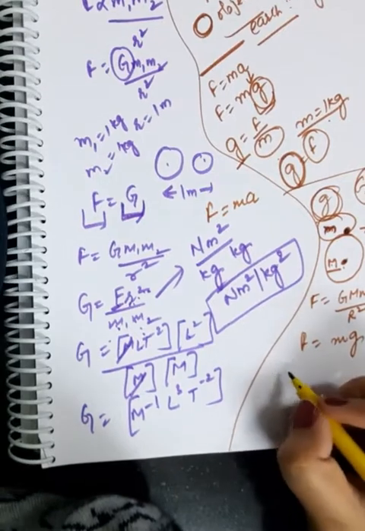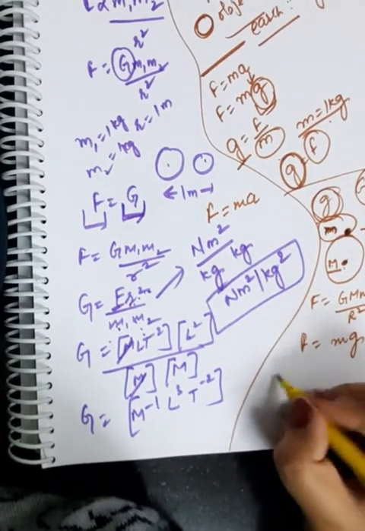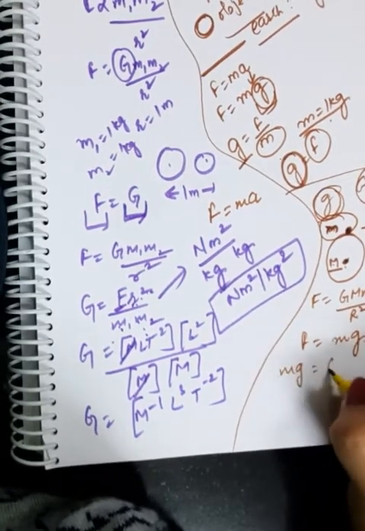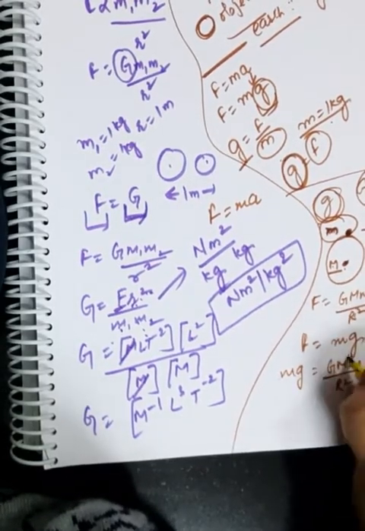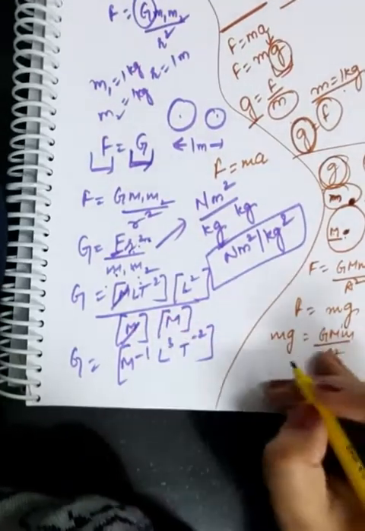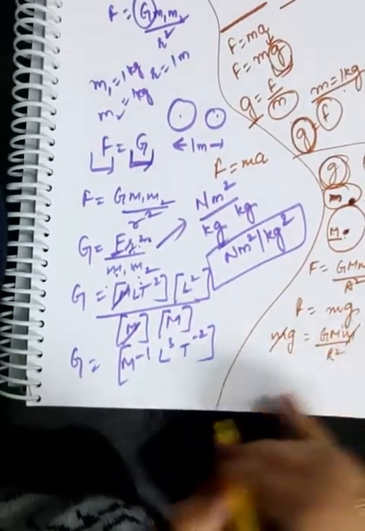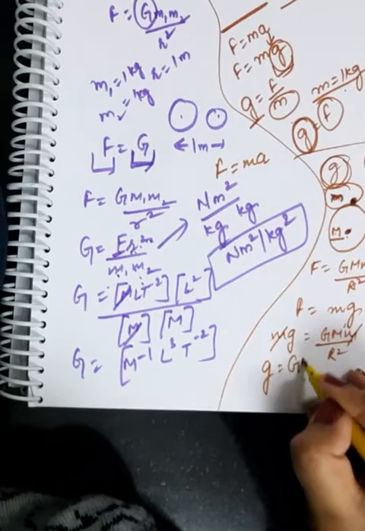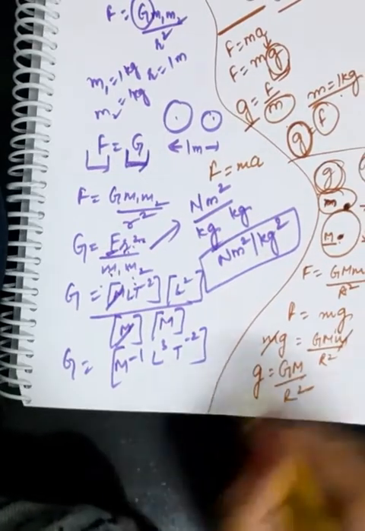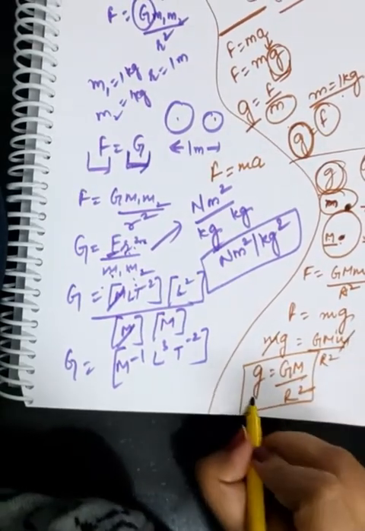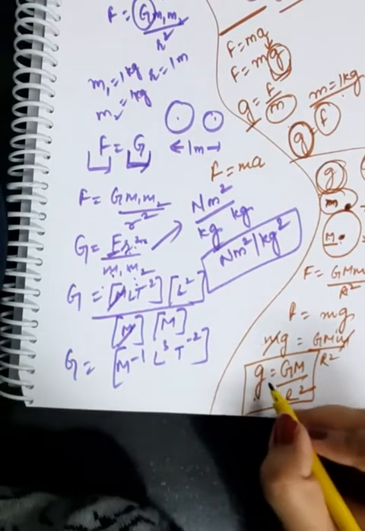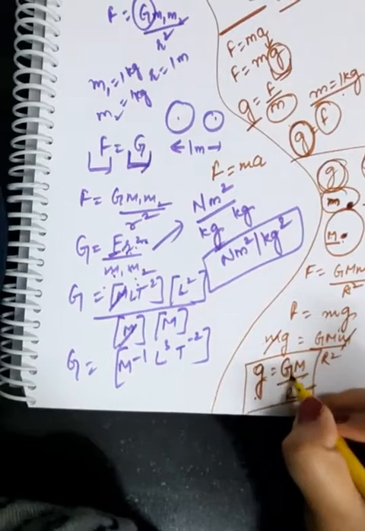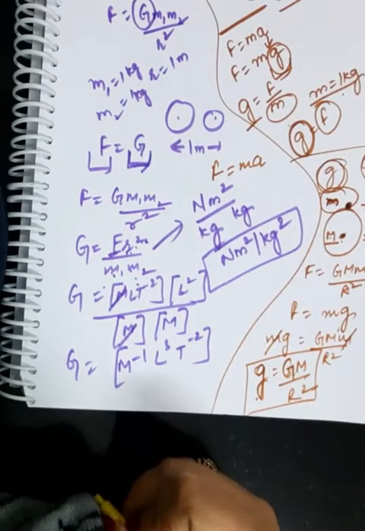So don't you think that basically mg can be put equal to GMm upon r square? These two equations can be equated, and small m will be cancelled with small m, and small g will be equal to capital GM upon r square, right? So this is the value of acceleration due to gravity, and you can see the relationship between small g and capital G. Okay, so this was the derivation.